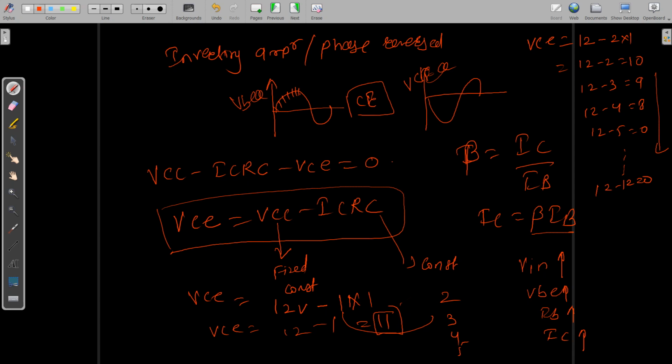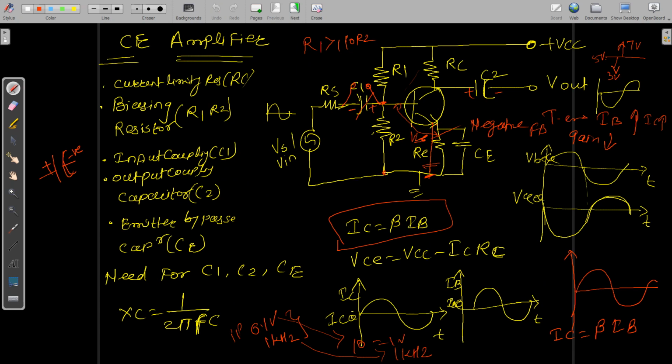So this is all about the CE amplifier in detail. We have discussed what all the components are, what their role is, and how I'm going to get a phase reversal. Thank you.